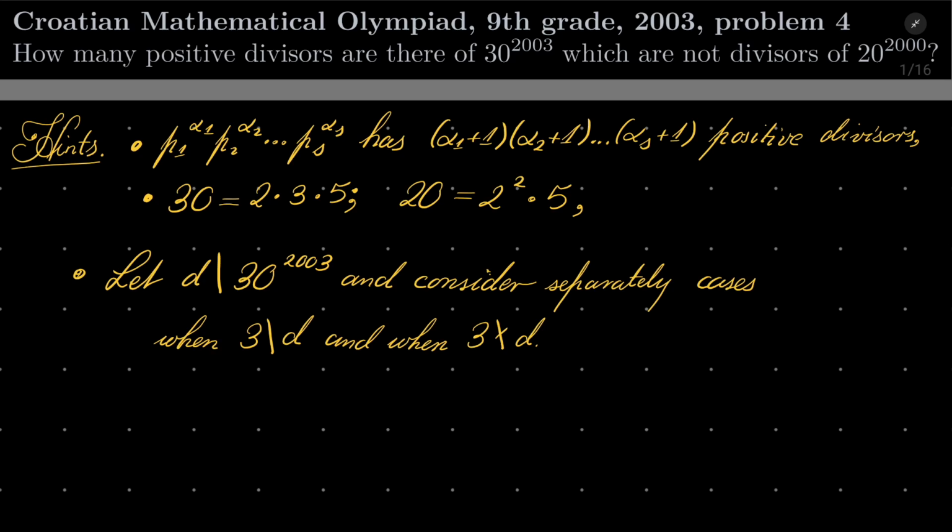30 and 20, they have obvious factorizations. And finally, consider two cases separately. Let D be a divisor of 30 to the power 2003, and consider separately the cases when 3 divides D and when 3 does not divide D. So give this problem a try, and I will see you in just a minute.